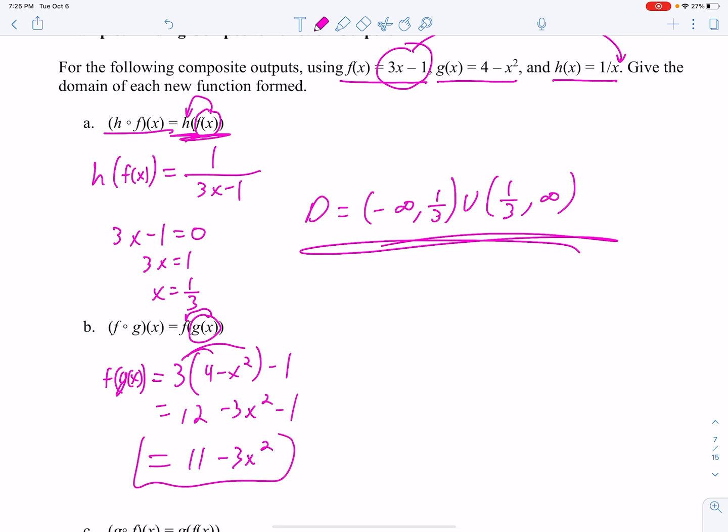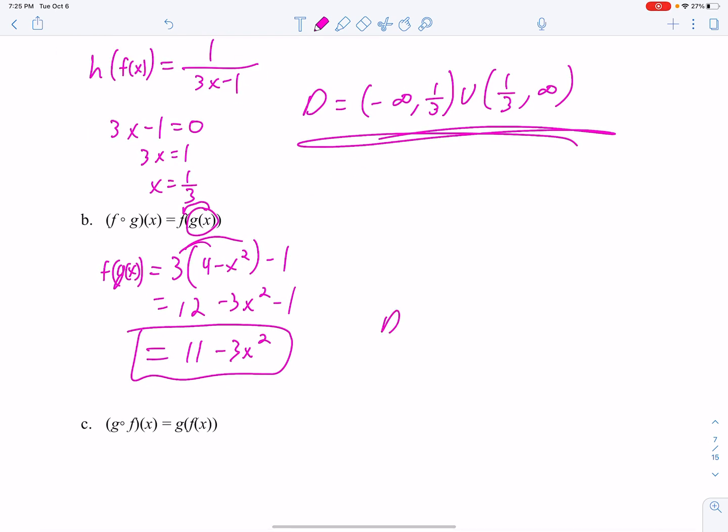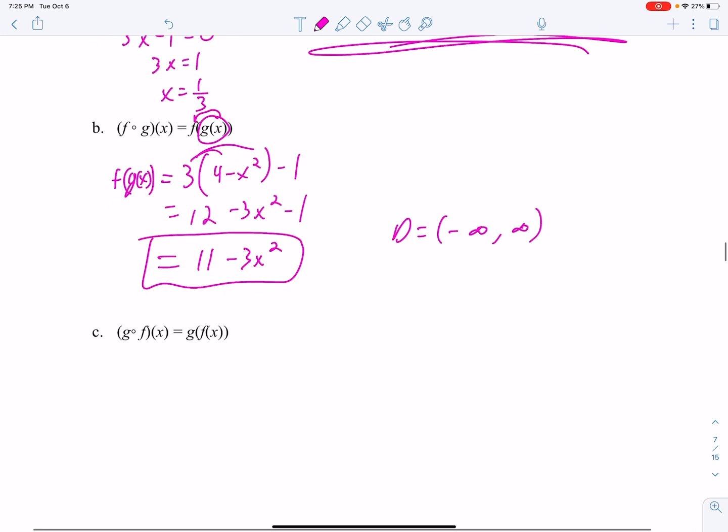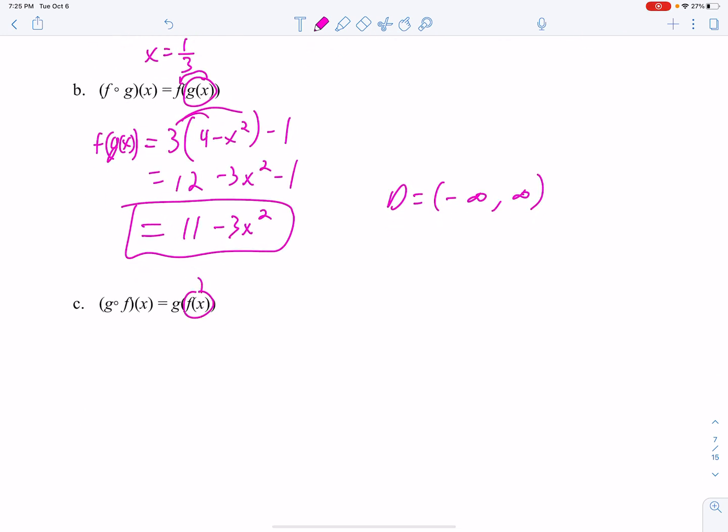Okay? Notice this is a polynomial. Specifically, it's a parabola. So for any polynomial, again, the domain is from negative infinity to infinity. Okay? All right, moving on. Next one is g of f of x. So we take the f function and plug it into the g function. Okay, so g of f of x equals, so we get 4 minus, instead of an x, we're going to put 3x minus 1 and square it, right? Plugging in the f function into the g function.